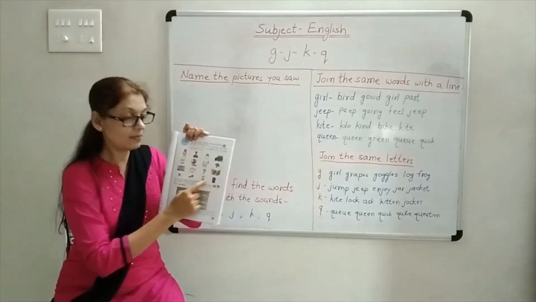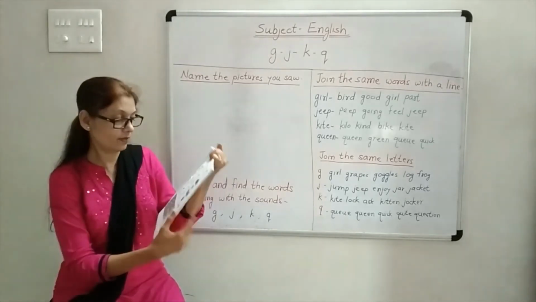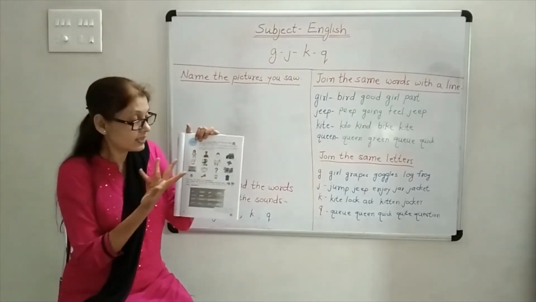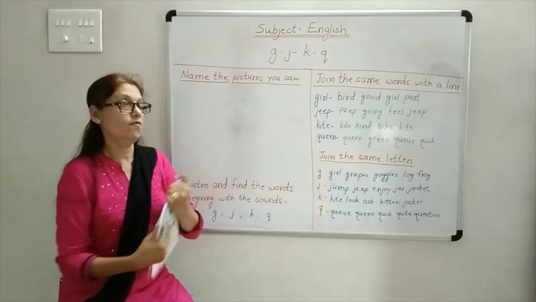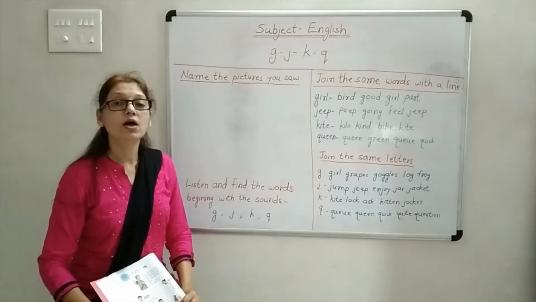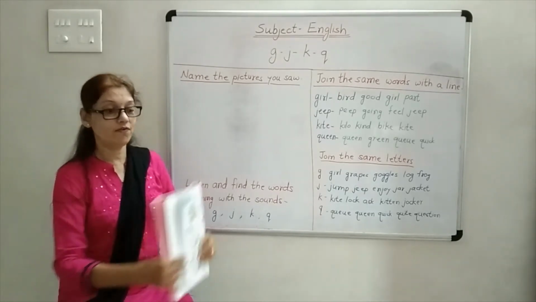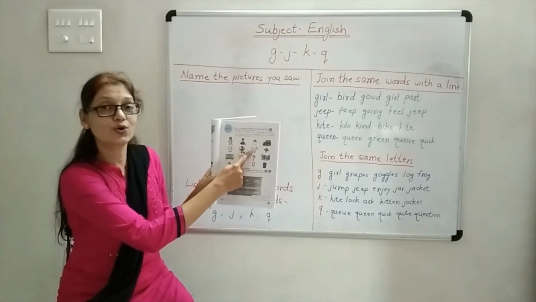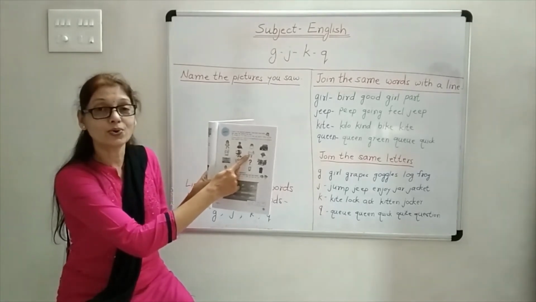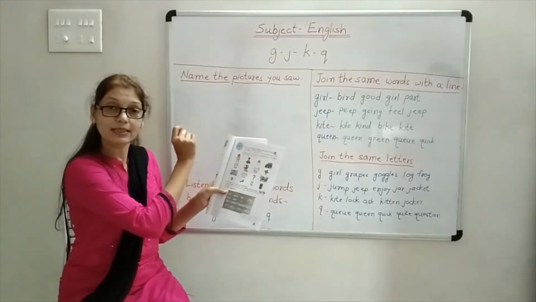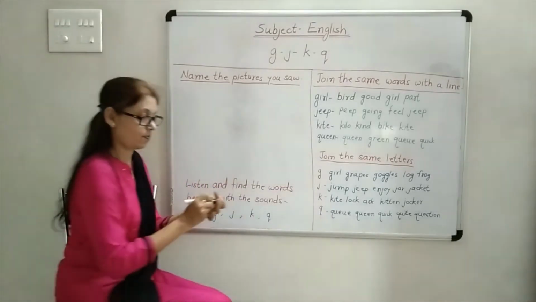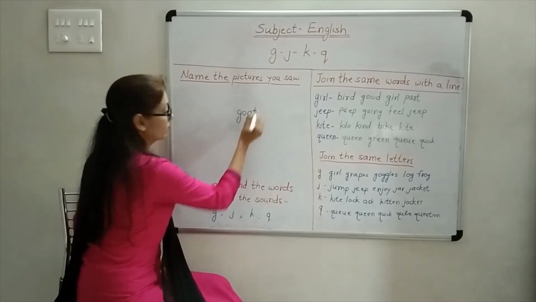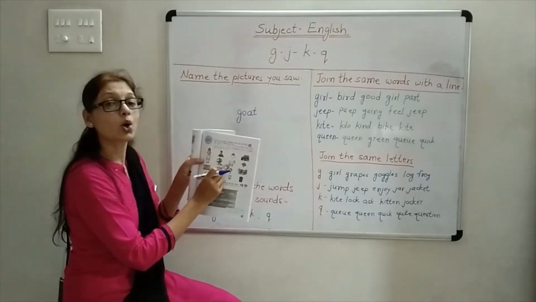These are the pictures they have given in this book. What I am going to do is randomly say a word, and we will find where that word is. Goat. Where is goat in this picture? Here it is. This is a goat. Manja bakri. I'll write down the name of the picture.